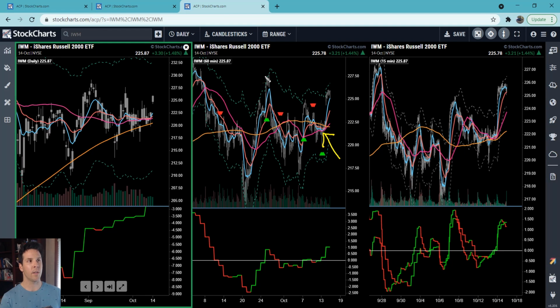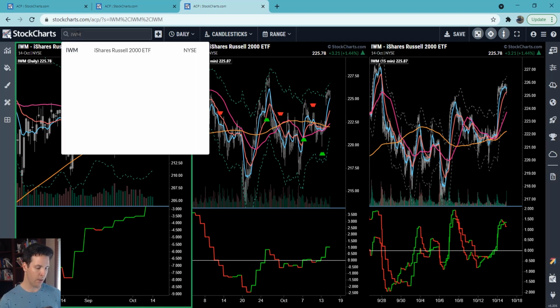Otherwise, if price comes up here and the moving average is down here, it's going to fall back down to it. Same thing here. Price is up here, moving average is down here. It fell back down to it. So I'd like to see some confirmation in that way.